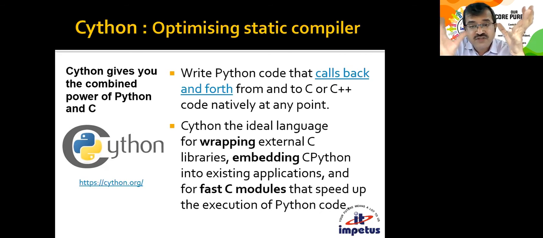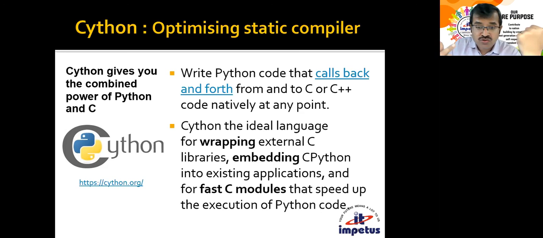Cython, you can think of as if it's a new language. What does it do? It allows you to call C code from within Python, or Python code from within C. Cython is an ideal language for wrapping external C libraries and embedding Cython into existing applications. That means you have C code, or you have Python code that needs to be included in the C language. All those things are possible. Both languages can talk to each other.